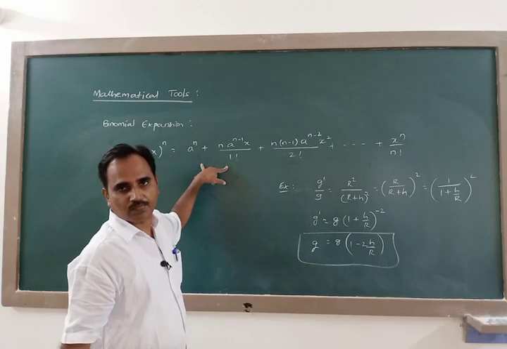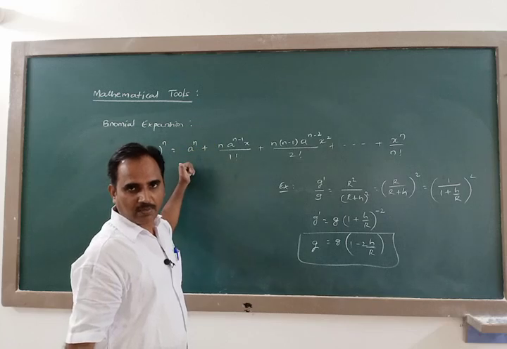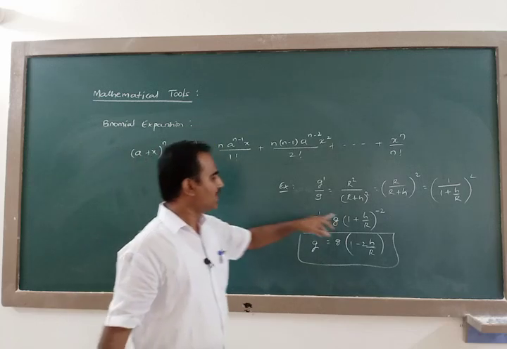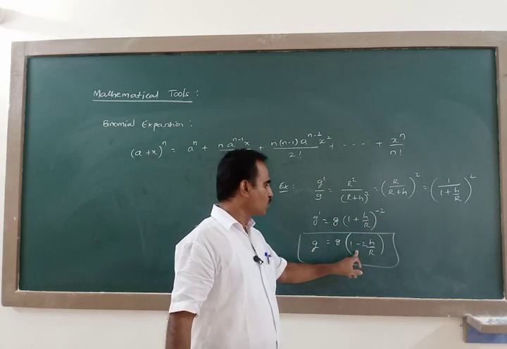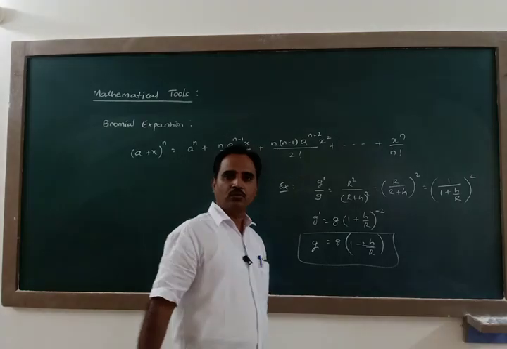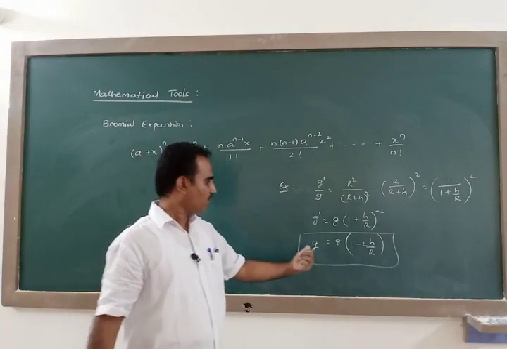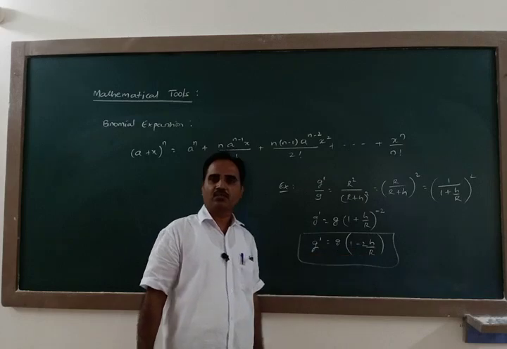So like this, we need to use the binomial expansion when these types of powers are there. We take the first two terms in the binomial expansion and neglect the others. That's why this equation reduces to this form. This is the expression for acceleration due to gravity at a height h from the surface of the earth.